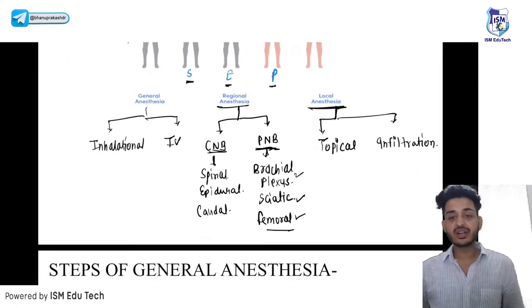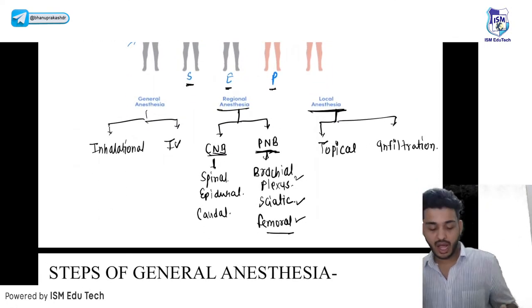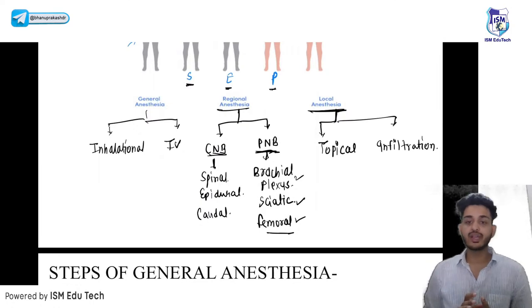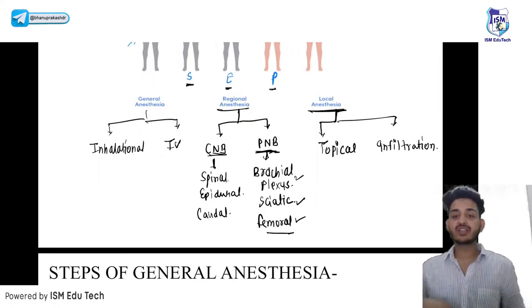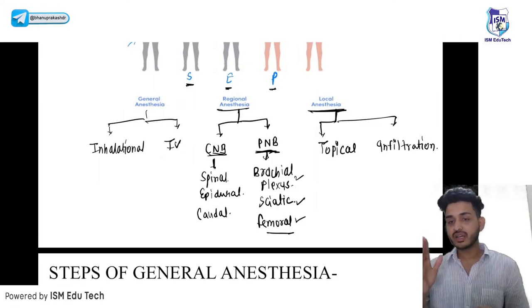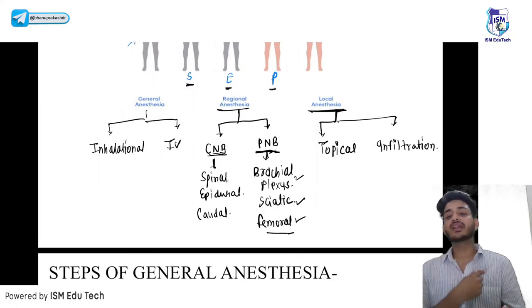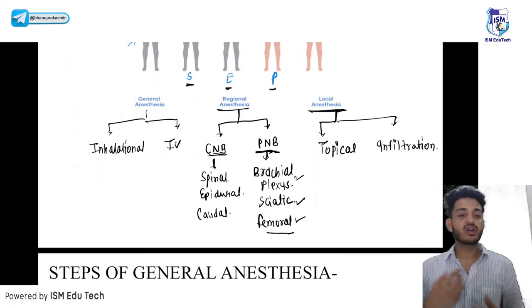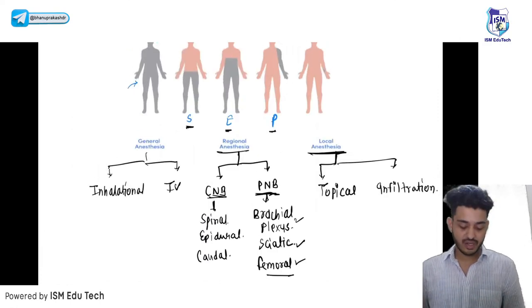Okay, general, there will be inhalational and IV. Now you know the agents as well. Second thing will be central neuroaxial blockade. Whatever is in the central, that will be your epidural anesthesia, your spinal anesthesia, caudal anesthesia. Next thing will be your peripheral neuroaxial blockade. Here will be your brachial plexus, your sciatic block, your femoral block, your scalene block. Whatever is there, that is your peripheral neuroaxial blockade.